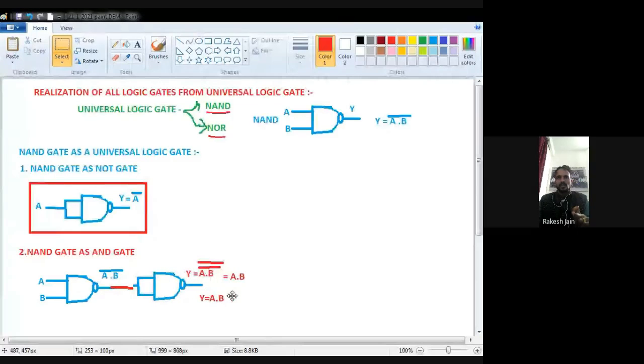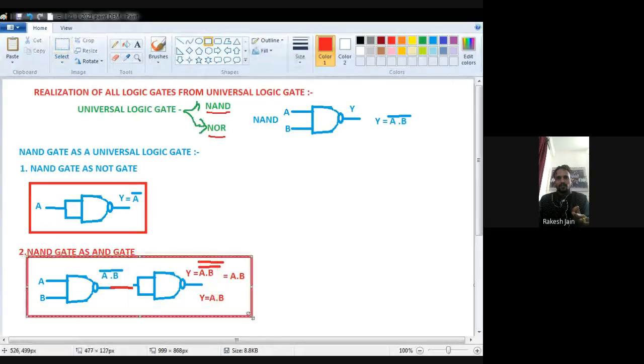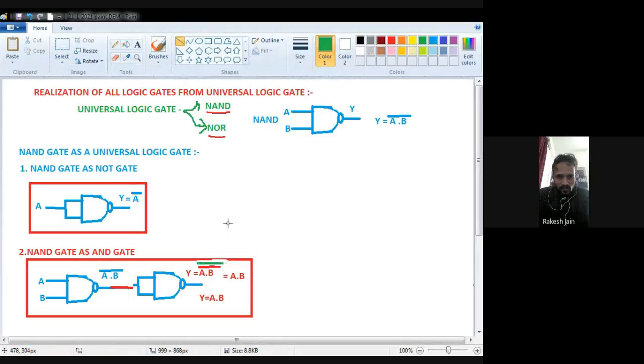This is the realization of... So now this circuitry is the complete analysis of NAND gate as an AND gate. Right? Double bar, that having a double bar, kindly don't get confused by this. Once again I will show you with a green color line, so you will understand that it has two bars. Okay, so this is a NAND gate as an AND gate.